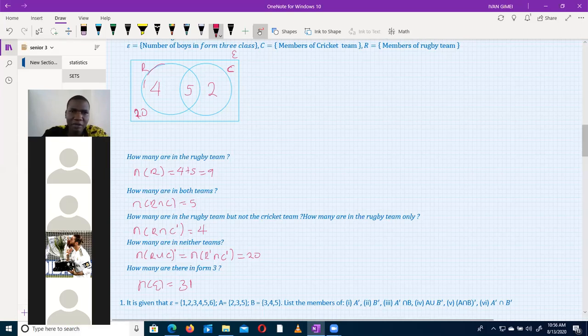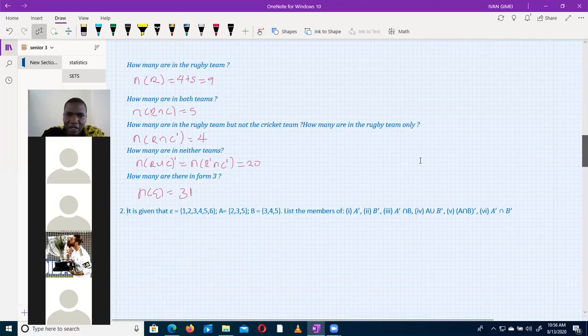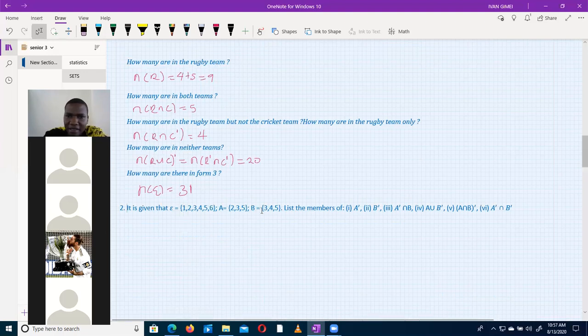Let's go to number 3. Since we're just reviewing, we're just laying a foundation for 3 sets, we should not spend a lot of time on this. It says it is given that the universal set has this, set A has this, and set B has that. List the members of set A complement. What are the members of set A complement?